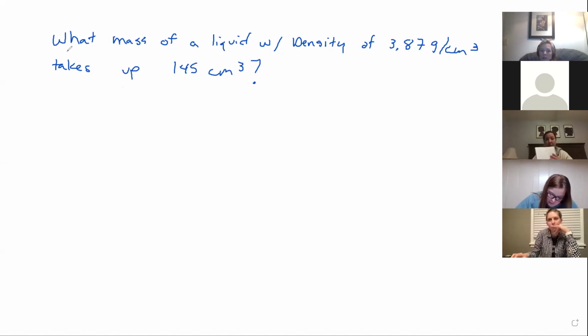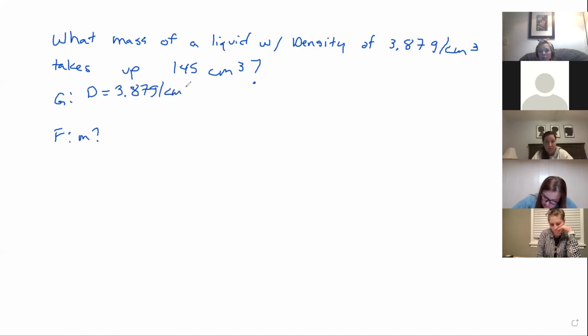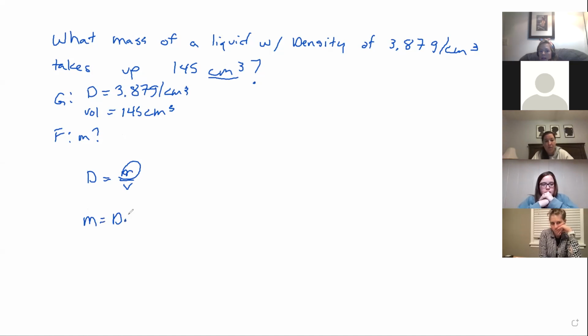All right, so we're trying to figure out mass. Our density is 3.87 grams per centimeter cubed. And our volume doesn't say volume, but it says takes up a certain amount of space. And again, this is a volume unit, 145 centimeters cubed. Okay, so if density equals mass over volume, and I want to get mass by itself, I'm going to move volume to the other side. So mass should equal density times volume.